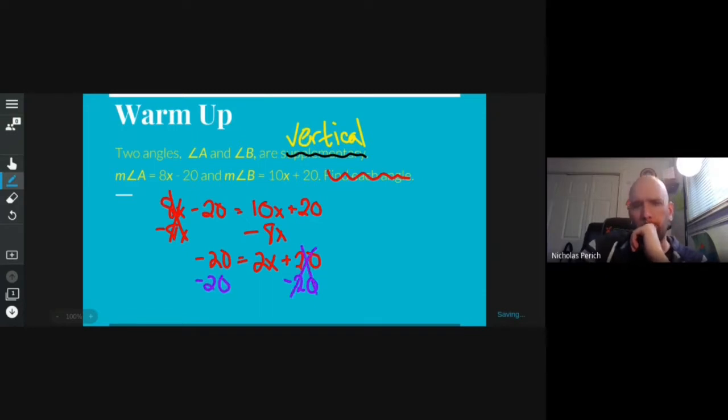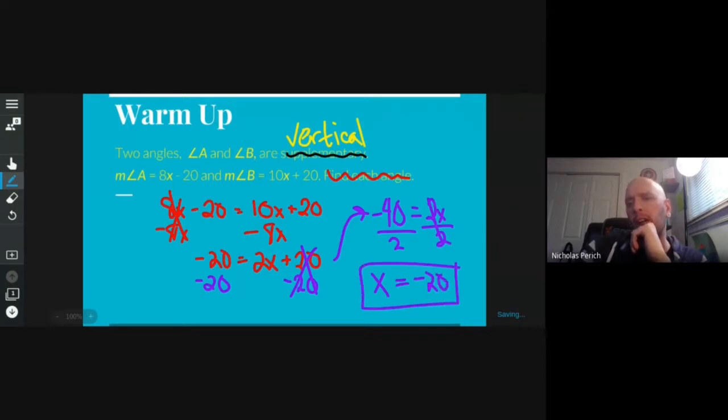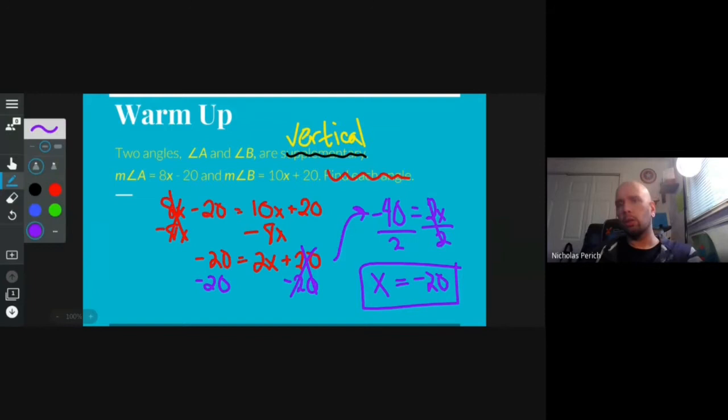Cross you out. Let's move this over here. Negative 40 equals 2x, regular 2x. Divide by 2, and x does equal negative 20. What would happen if I was asked to find out the measure of each angle and I plugged in negative 20? What type of answer would I get for both answers? I'm not looking for a number. I'm looking for a type of answer. What type of answer would I get if I were to plug in negative 20 into either of these angles?